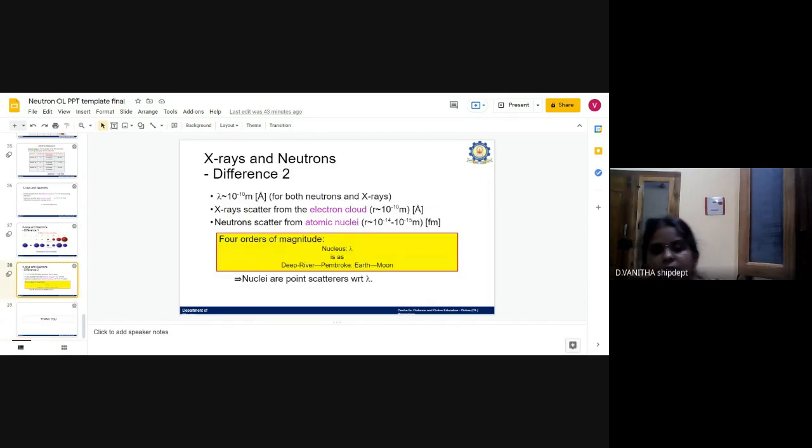So these are some points about neutron discovery and neutron properties, and also neutron uses in different areas, and how X-rays and neutrons are compared with each other. These are explained here. So these are some points about the neutron discovery and their uses.